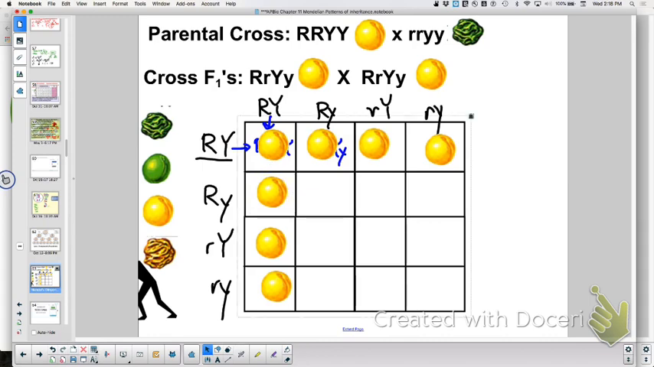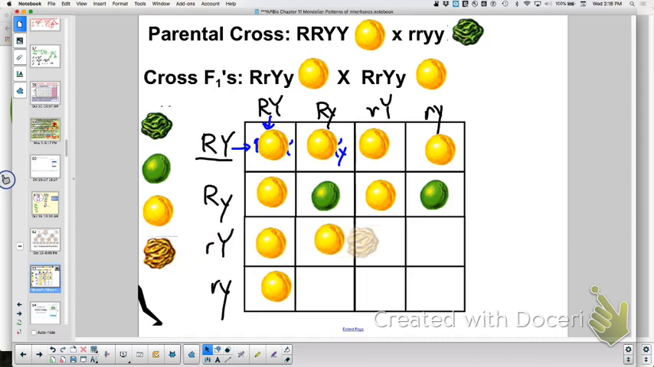Let's look at this box right here. Put them together. It's round and green. Round and green. Good. What's this one? Round and yellow. Do you agree? Yes. And this one? Round and green. Okay, what about this one? Round and yellow. I agree. What's this one? Round, wrinkled and what? Wrinkled and yellow. What's this one? Wrinkled. Okay. And what's this one?